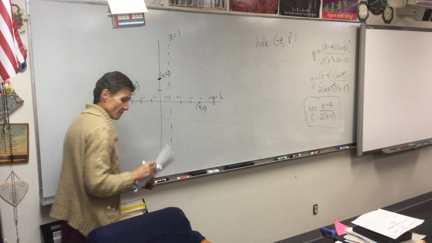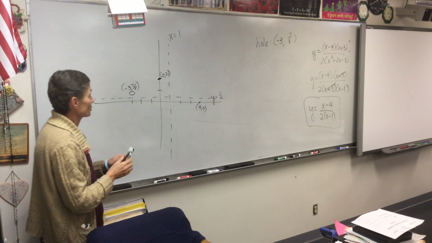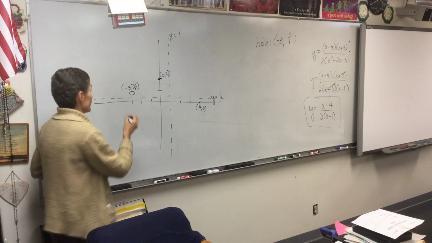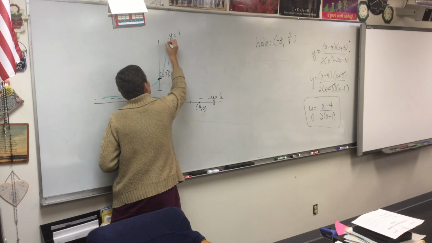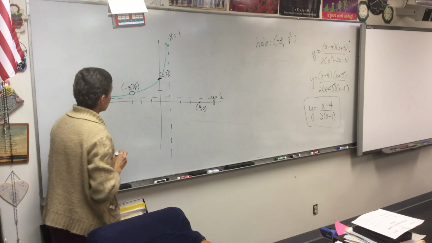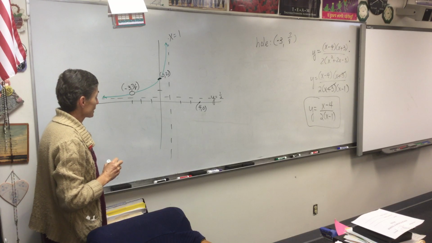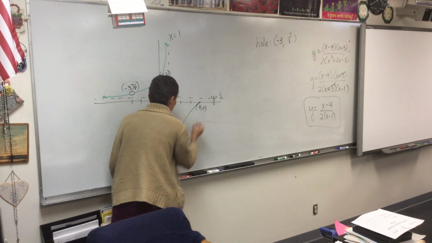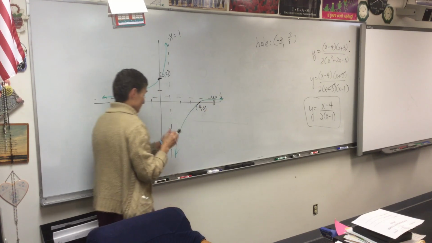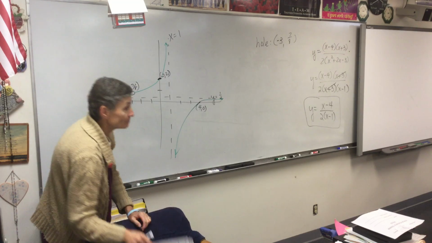Now, based on that, I think we have a very good idea about what this looks like, don't you? Would you say that's what it looks like over there? And over here, I got that intercept right there, so it looks like this. Everybody okay with that graph?